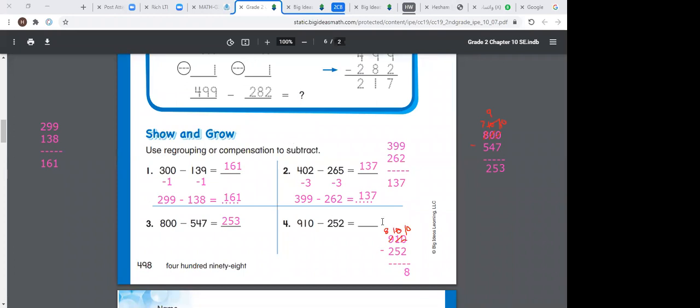And 8 minus 2 equals what number? 8 minus 2 equals 6. So the answer is 658.